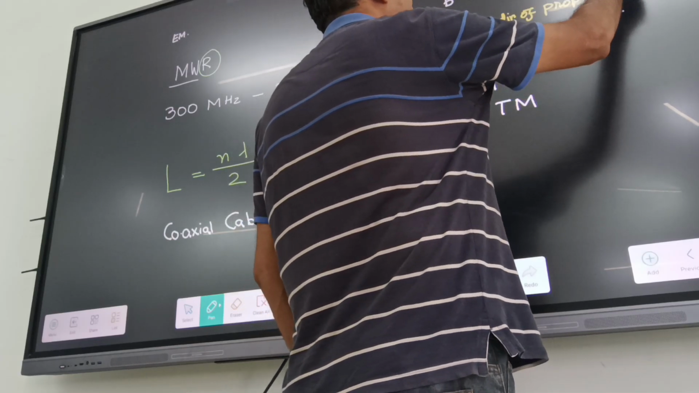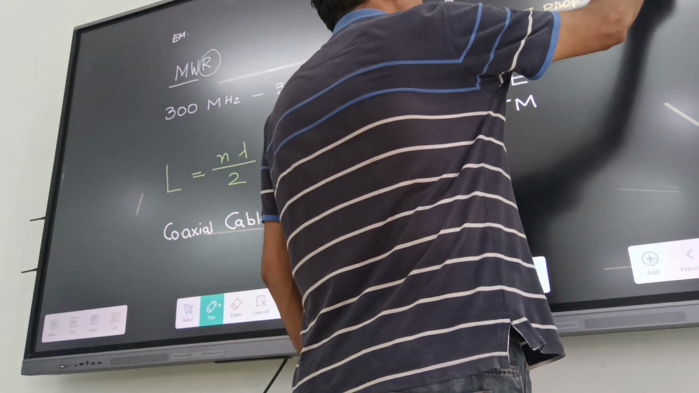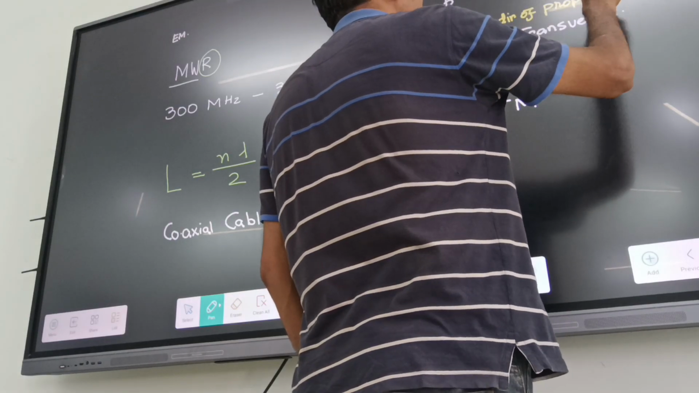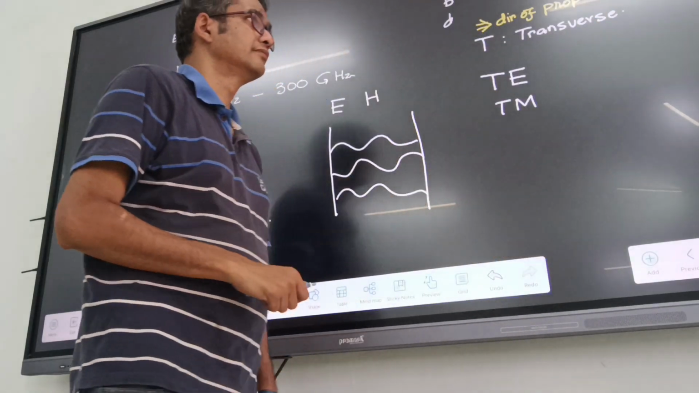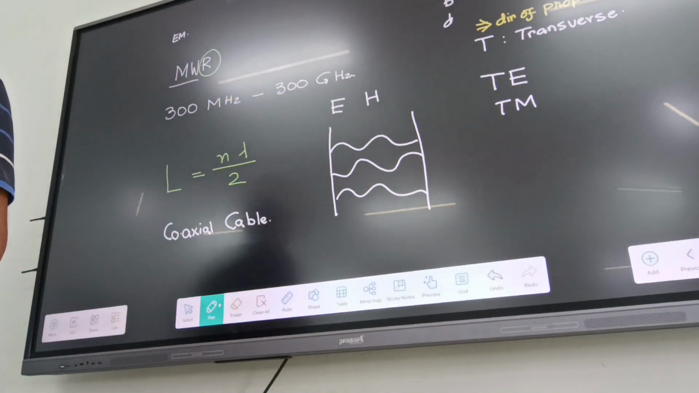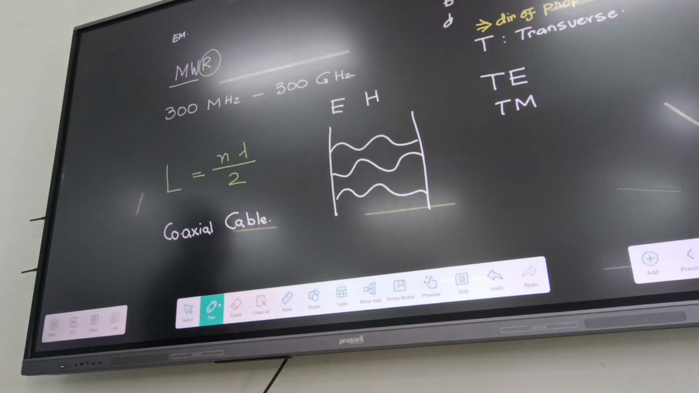Here, either there is no E or there is no H. If there is no E, it's called transverse electric, and if there is no H, it's called transverse magnetic. Clear till here?